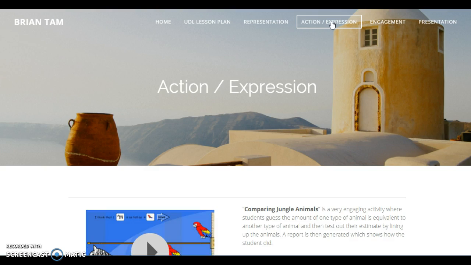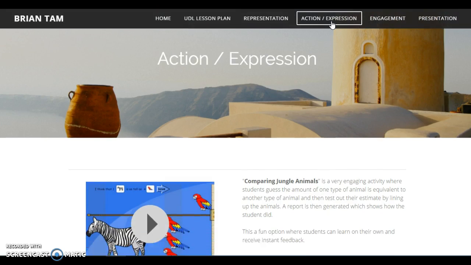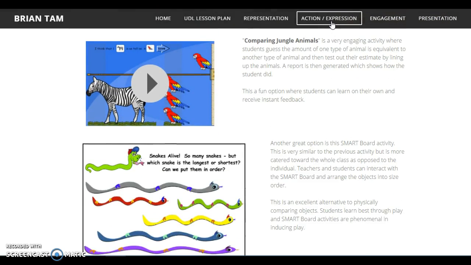Next are my action/expression UDL options. Comparing jungle animals is a very engaging activity where students guess the amount of one type of animal is equivalent to another type of animal, and then test out their estimate by lining up the animals. A report is then generated, which shows how the student did. This is a fun option where students can learn on their own and receive instant feedback.